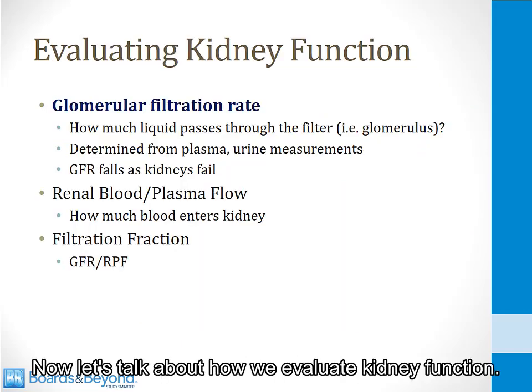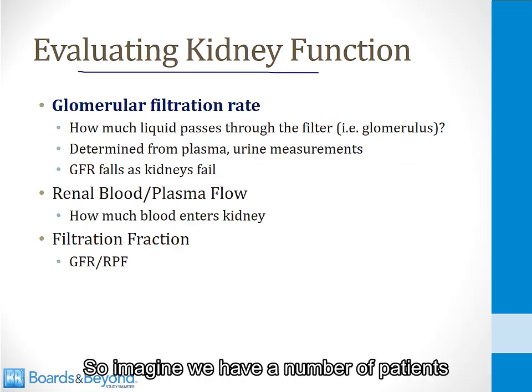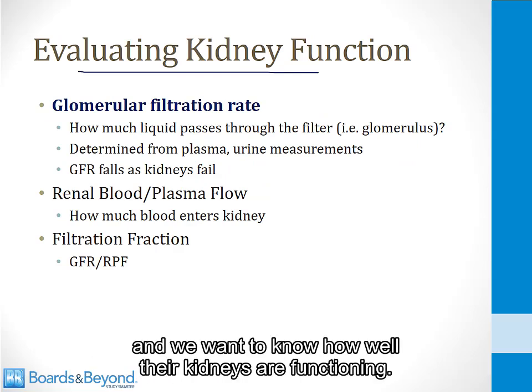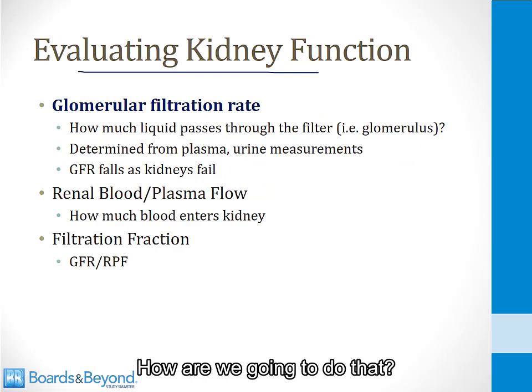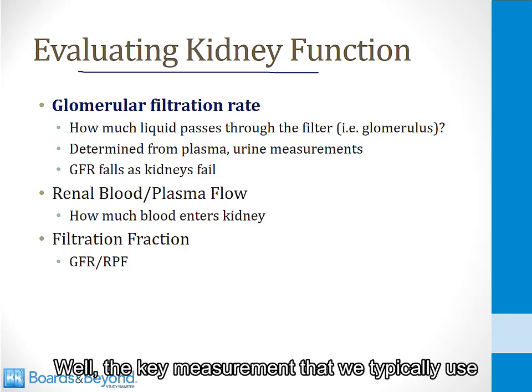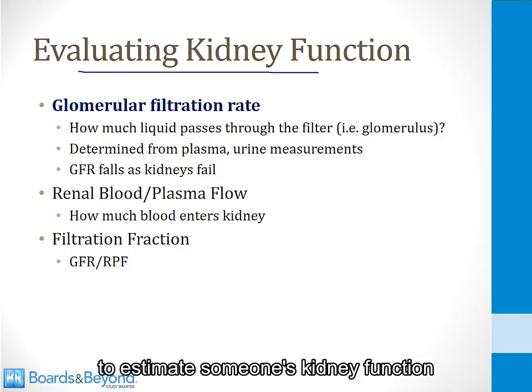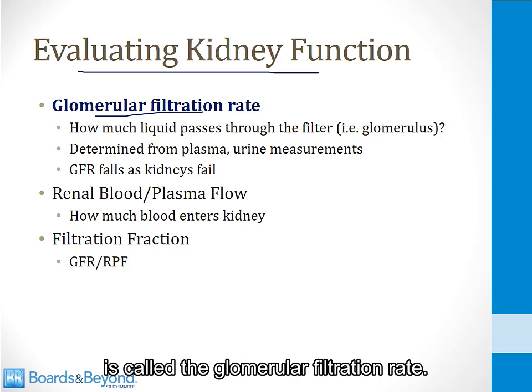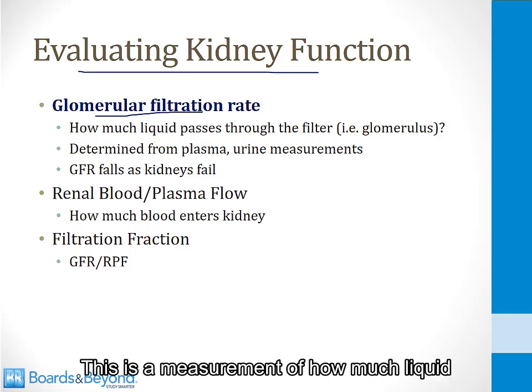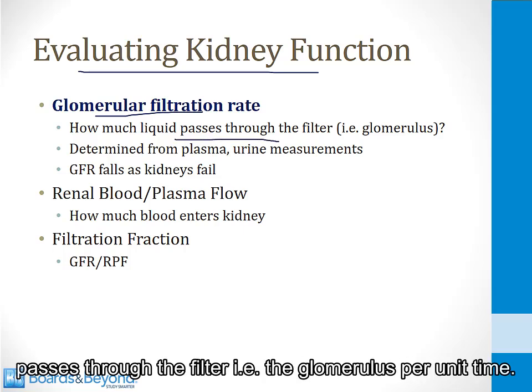Now let's talk about how we evaluate kidney function. So imagine we have a number of patients and we want to know how well their kidneys are functioning. How are we going to do that? Well, the key measurement that we typically use to estimate someone's kidney function is called the glomerular filtration rate. This is a measurement of how much liquid passes through the filter, i.e. the glomerulus, per unit time.